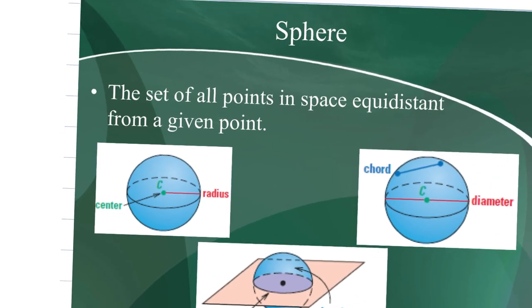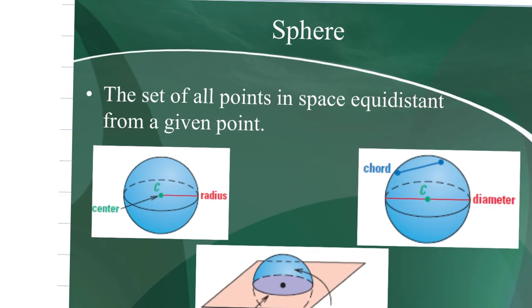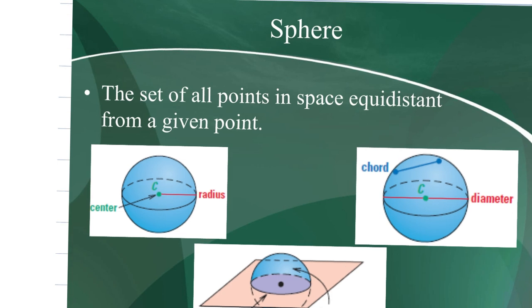So just like with the circle, a sphere is going to have a center, okay? And if you were to draw a line from the center to the edge of the sphere, all those segments should be equidistant to that center.